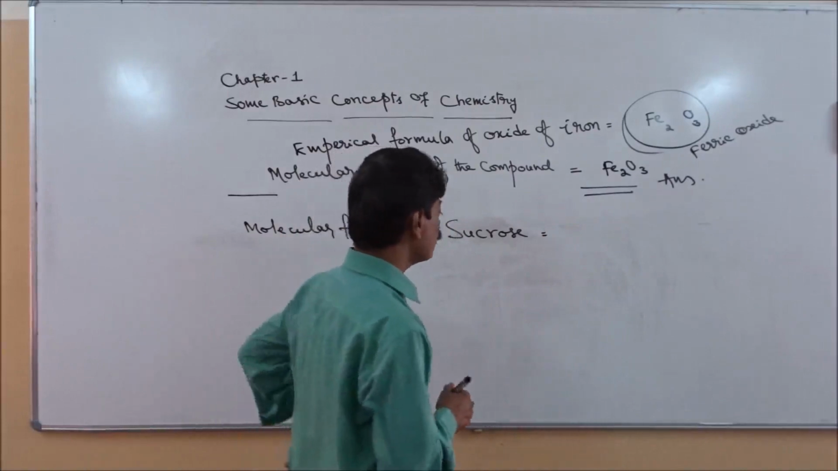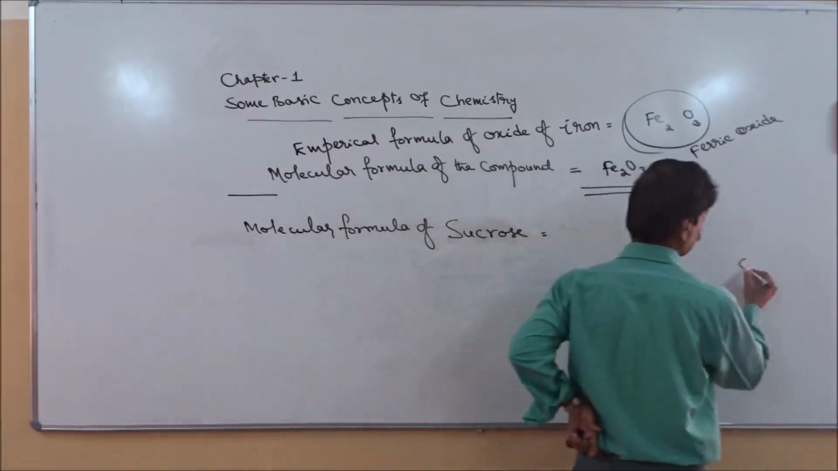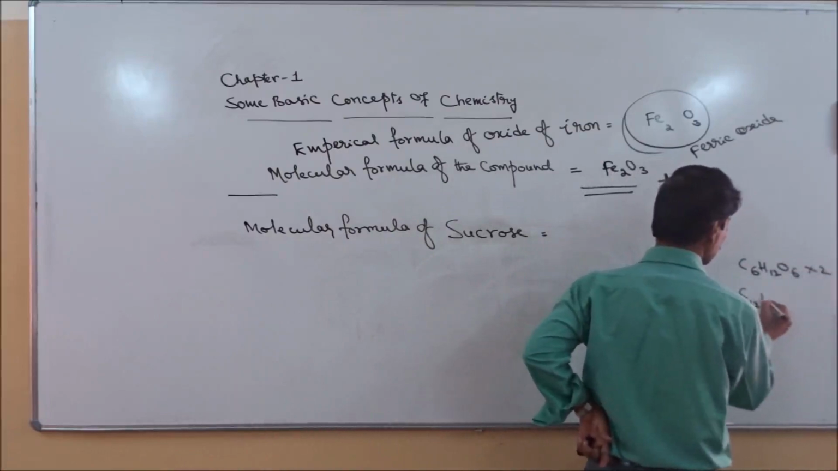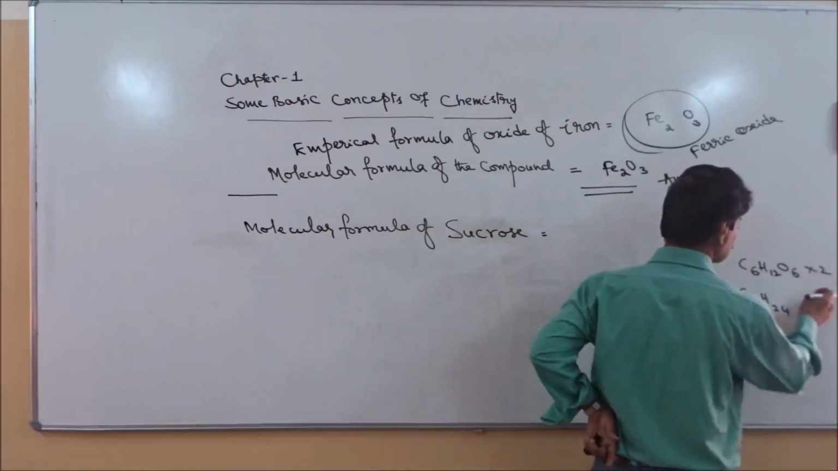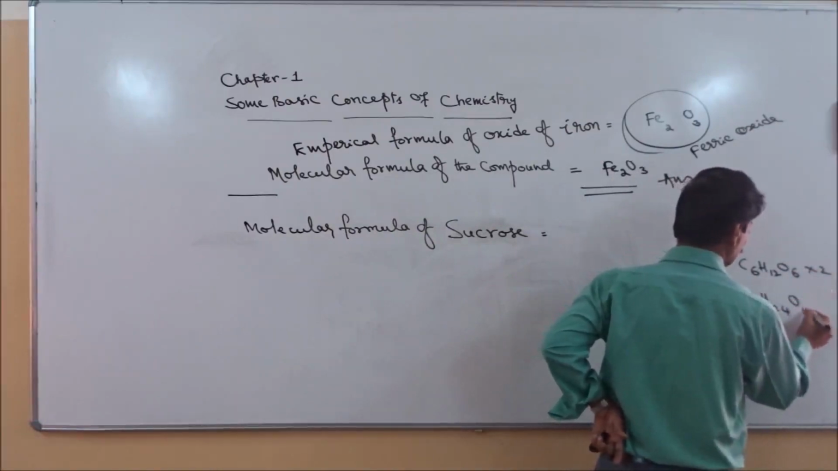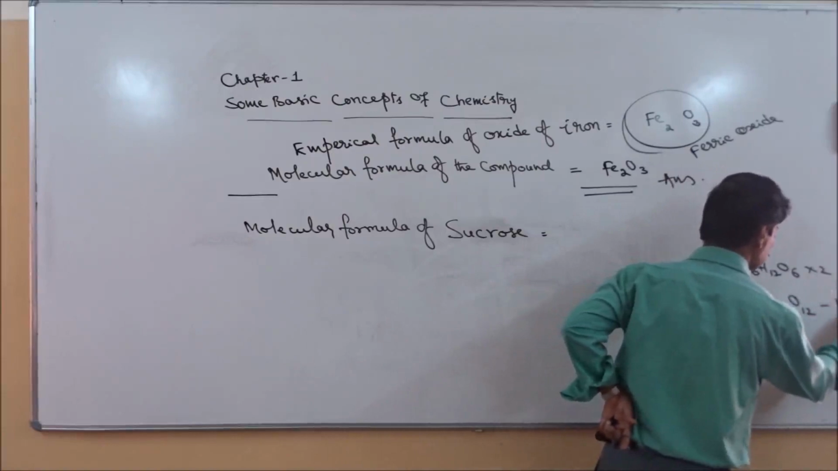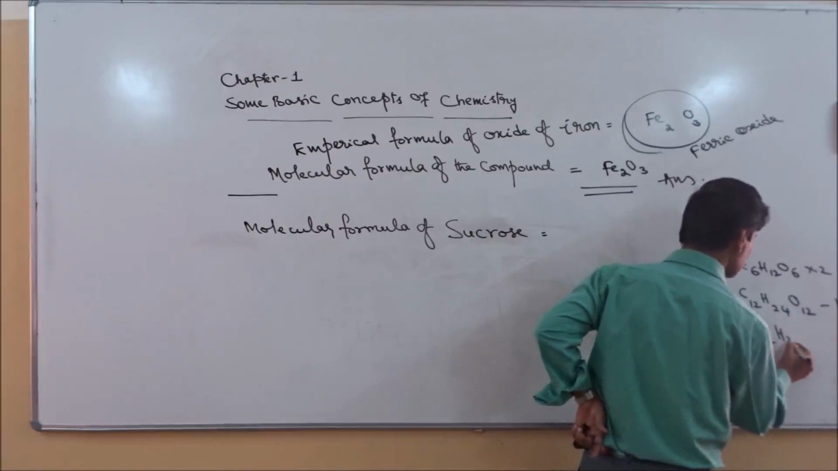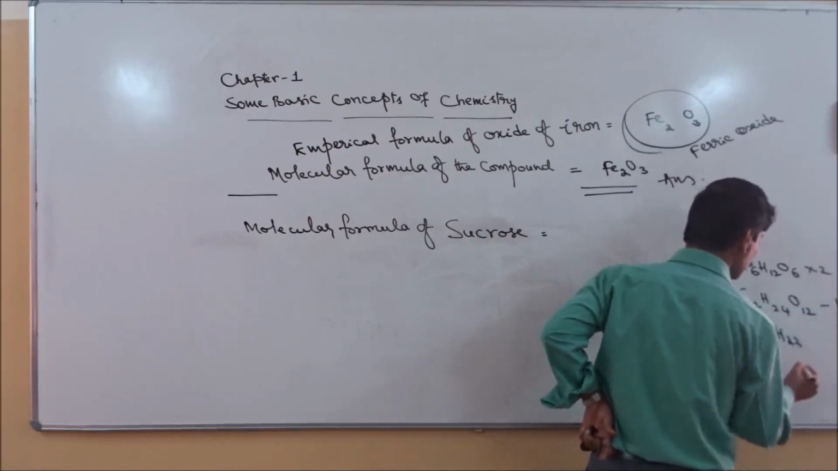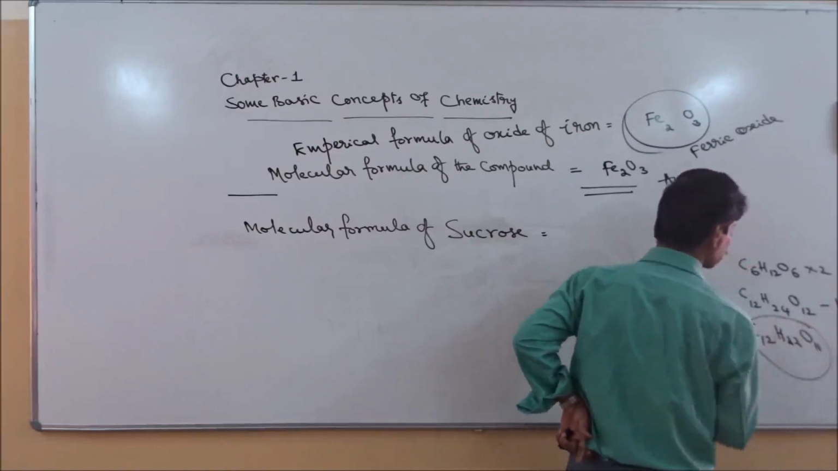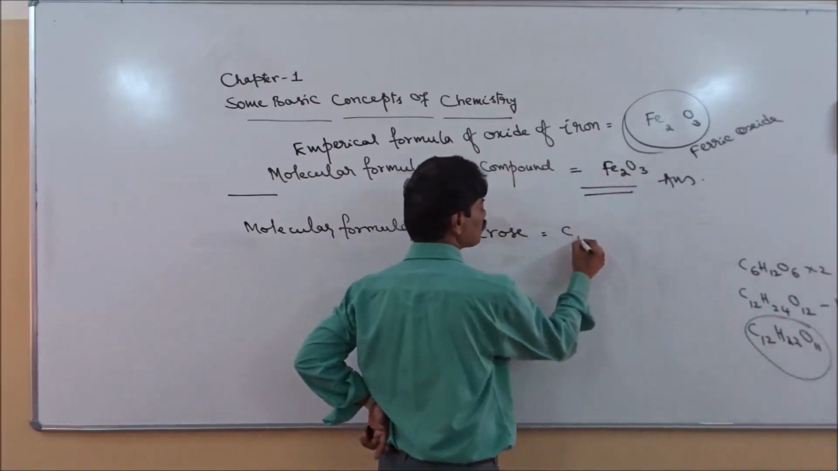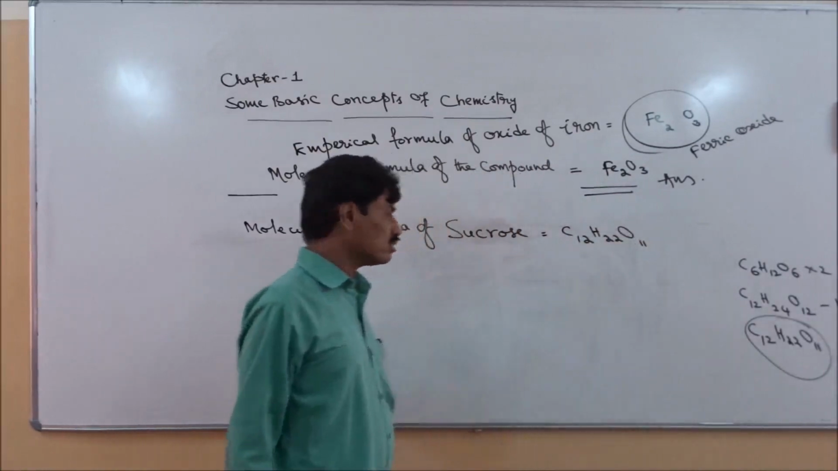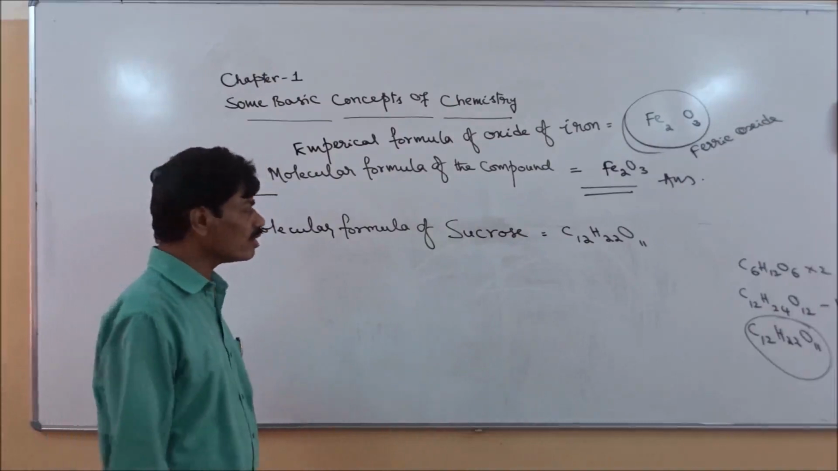That's why you need to remember. Means C6H12O6 multiplied by 2 means you will get C12H24O12. Minus H2O means you will get C12, H24 minus 2 is H22, and O12 minus O is O11. This is the formula. So C12H22O11. This is the molecular formula of sucrose.